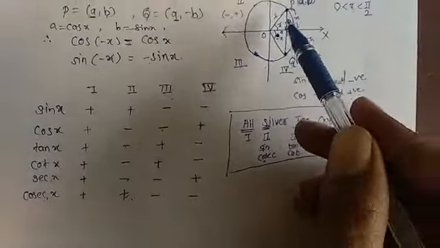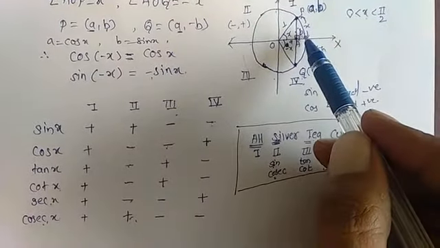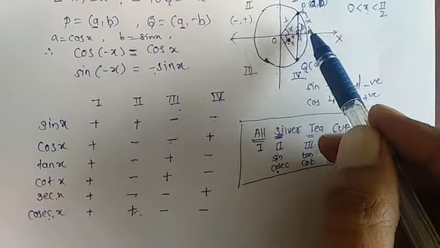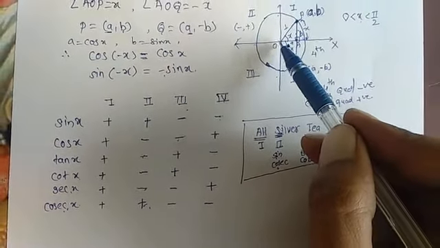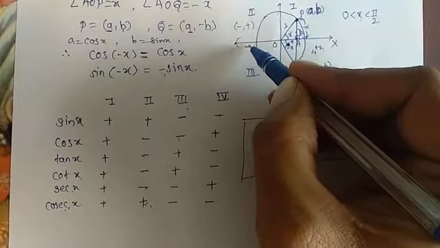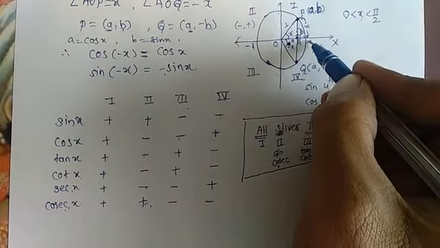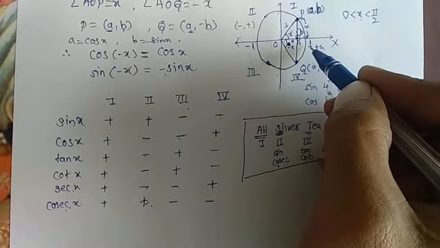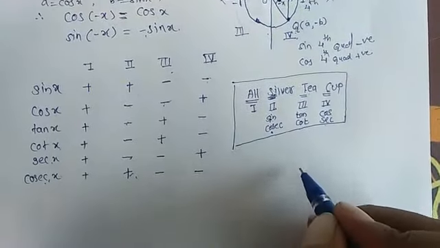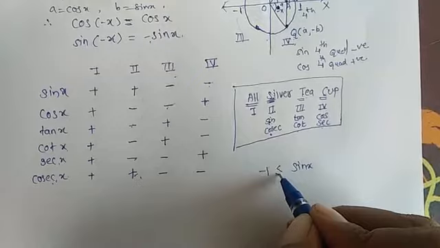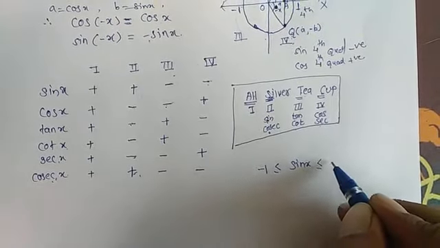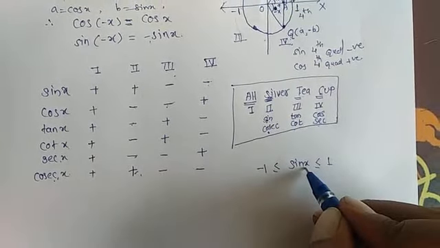And from this, if you consider it as a unit circle, the value of sine is between -1 and 1, because we have considered a unit circle. So the value of sin x always lies between -1 less than or equal to sin x less than or equal to 1 for any value of x.